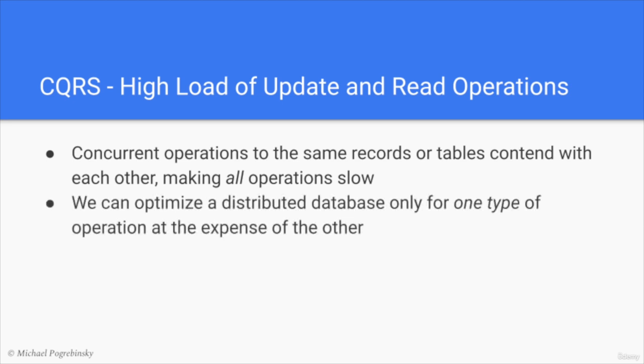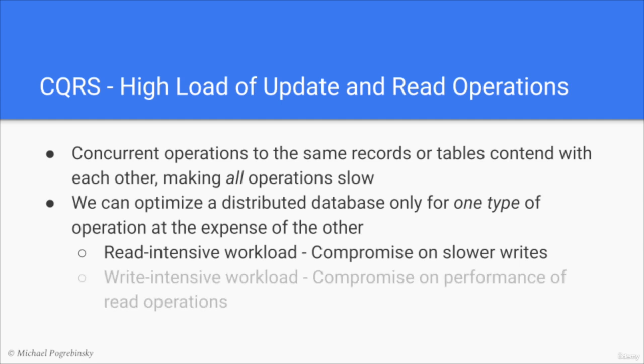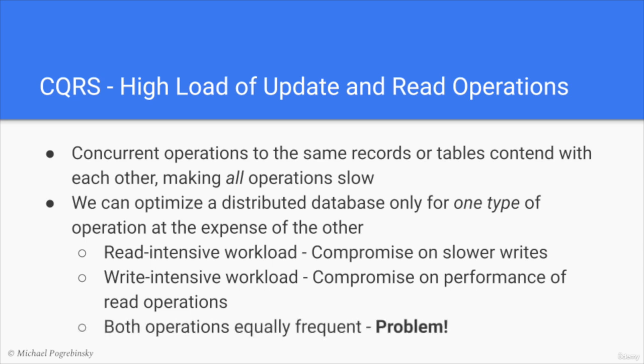Additionally, if we use a distributed database, generally we can optimize it only for one type of operation at the expense of the other. For example, if we have a read-intensive workload, we can compromise on slower writes. Or if we have a write-intensive workload, we can compromise on the performance of read operations. However, in the case when both operations are equally frequent, we have a problem.